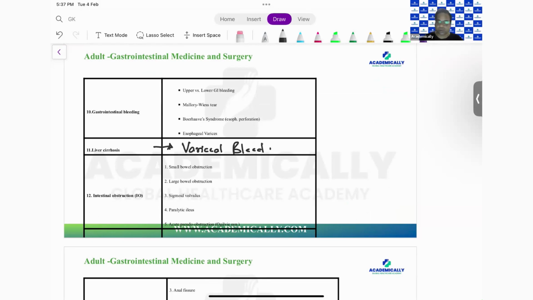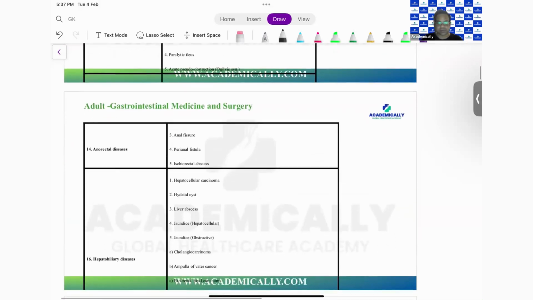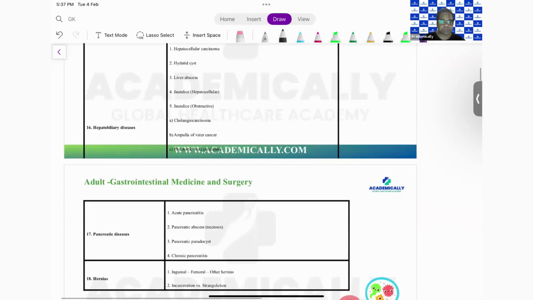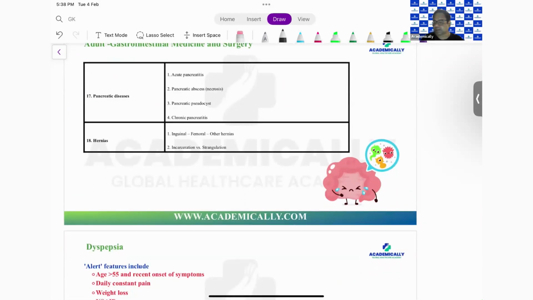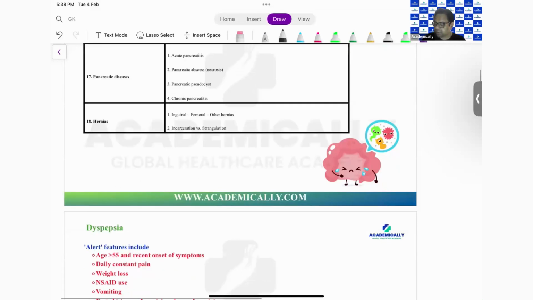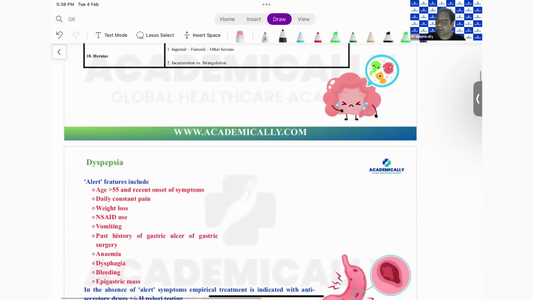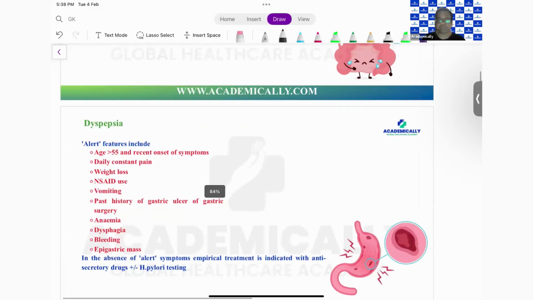And then we will see intestinal obstruction again next time, anorectal diseases, and then we go to hepatobiliary and pancreatic diseases along with that. Okay, so we have a large agenda. Within 3 lectures, we'll try to cover everything possible. All right. So let us start with what is known as dyspepsia.